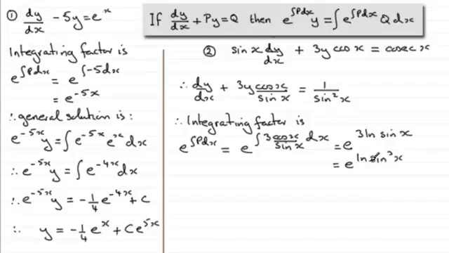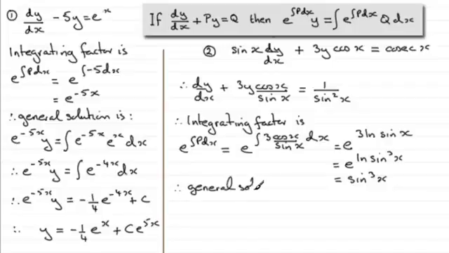So we can change this to e to the natural log of sine cubed x. And when you've got something like this, e to a natural log of something, all we've got to do is remove the natural log, and it just gives us sine cubed x. So that's what we have next, that this is the same as sine cubed x.